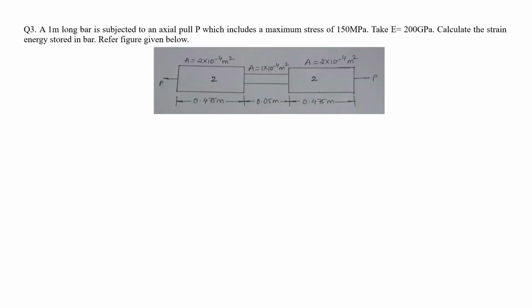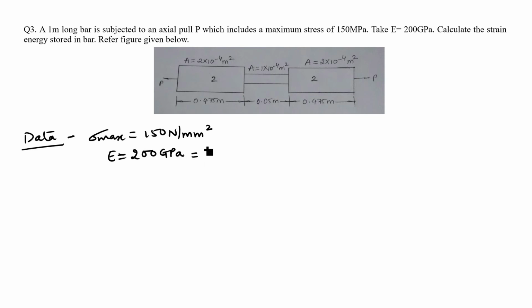A 1 meter long bar is subjected to an axial pull P, which induces a maximum stress of 150 megapascal. So let's write down the data which is given to me. The value of sigma max is given as 150 megapascal, which means Newton per mm square. The value of E is given as 200 gigapascal. Gigapascal can be converted into Newton per mm square as 2 into 10 raised to 5 Newton per mm square.